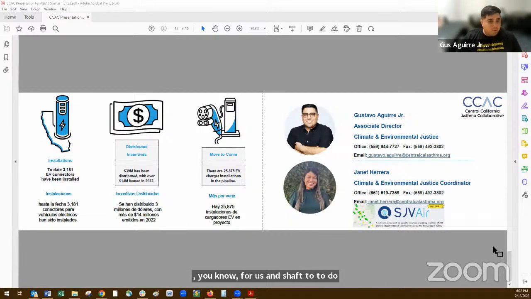Cali VIP, right now we're in the 2.0 version. The first version of this installed nearly $40 million of incentive money in the communities of California. That's nearly 3,000 electric vehicle connectors, so chargers. And we have so much more money to roll out, right?